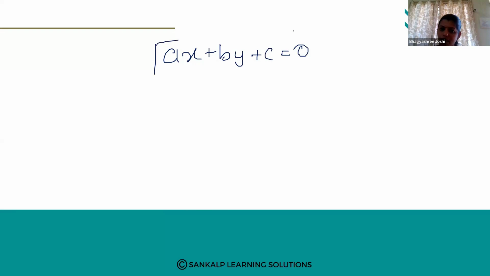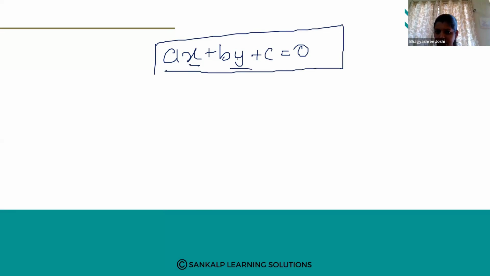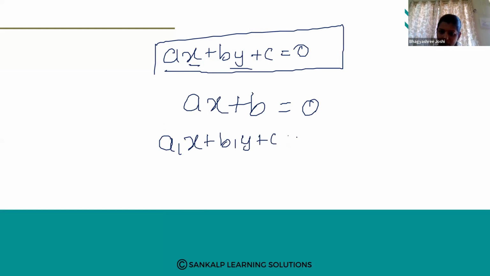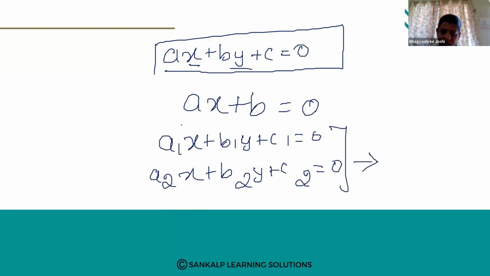Remember, this is the general form of linear equation in two variables, because here we are using two variables x and y. And the general form of linear equation in one variable is ax plus b is equal to 0. Pair of linear equations in two variables is a1x plus b1y plus c1 is equal to 0 and a2x plus b2y plus c2 is equal to 0. This is the pair of linear equations in two variables. So here you are using x and y, two variables, and c is a constant term. A, b, c are real numbers.